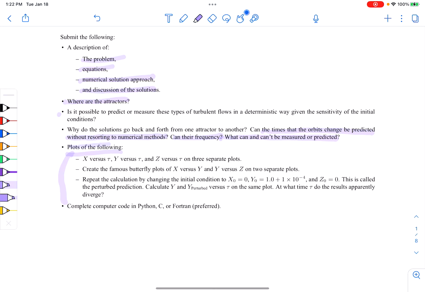So here's really where the homework comes in. I say, do these plots. So the first one is plot x tau, y tau, z tau for 3 plots. And I'll show you examples of what you should see. So I'm going to show you the solutions here. And I asked you to create the famous butterfly plots of x versus y and y versus z on 2 separate plots. And they should look a lot like Lorenz's plots. So you can try that. And now here's the interesting part. This is going to make you really puzzled. I say repeat the calculation by changing the initial condition to this. So x will still be 0, z will still be 0.